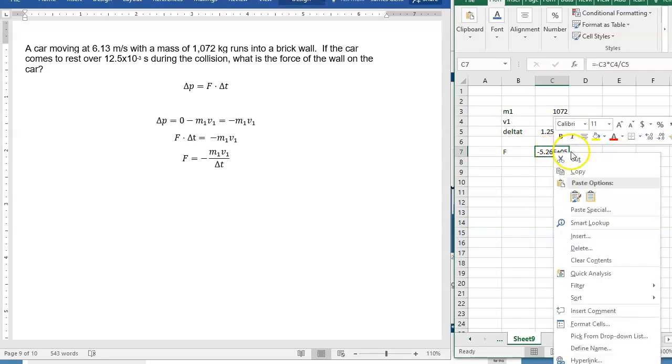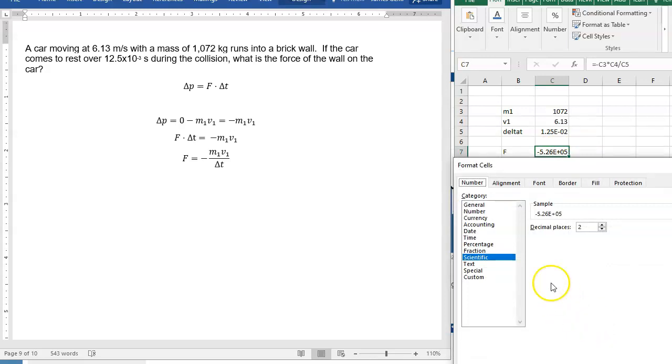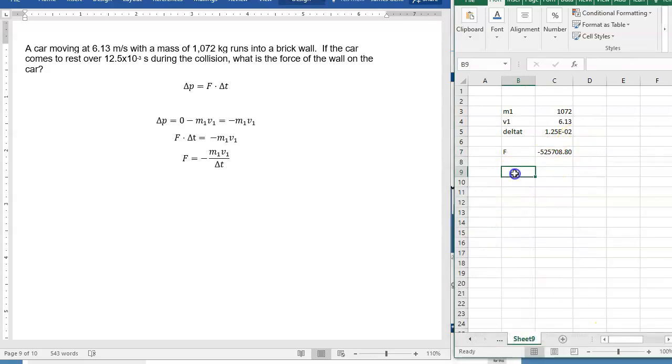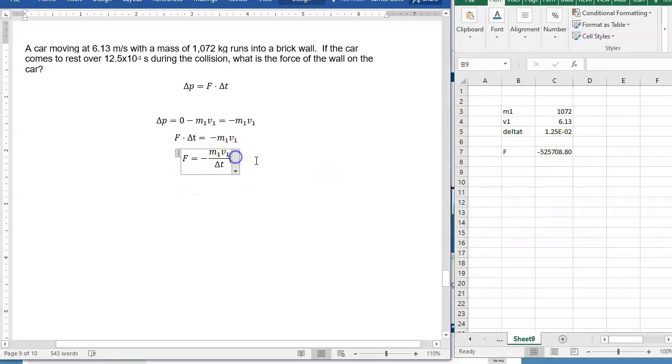For Canvas, you're going to need to change this format to number because Canvas doesn't take the exponential notation. And so in Canvas, you're going to put in minus 525,708 newtons. And again, Canvas doesn't take units. All right. So now we know the force on the car. And that's it for this problem.